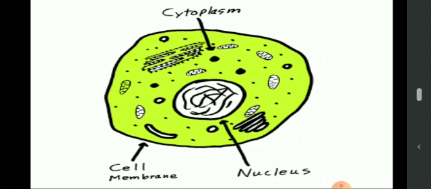Then the third major component, or organelle, is the cell membrane. As you can see, it is the boundary of a cell, and inside it is the nucleus. This cell membrane is also called the plasma membrane. Now, why is it the plasma membrane? Because it allows certain things to move inward and outward. This membrane also separates the cell from another cell.